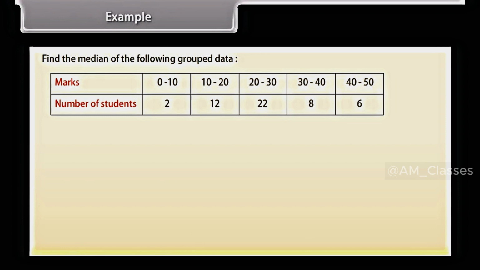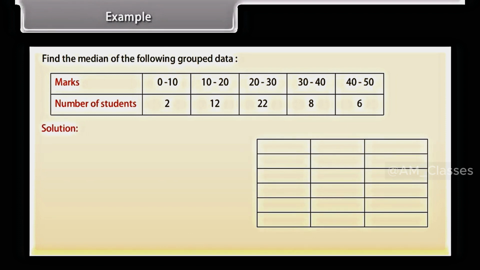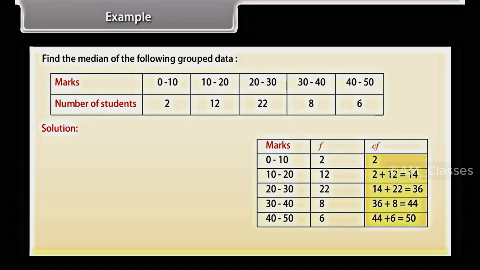Find the median of the following grouped data. Solution. In the first column, we have written the given marks. In the second column, we have written the given frequency. In the third column, we have found the cumulative frequency. After that, n by 2 equals 50 by 2, which is 25.